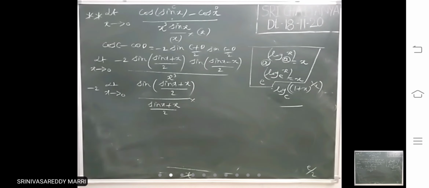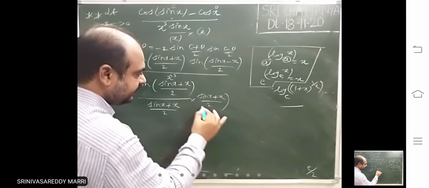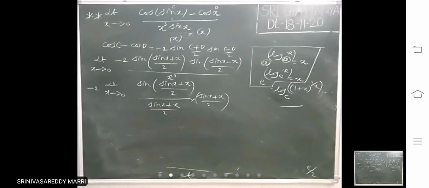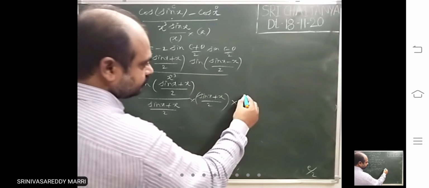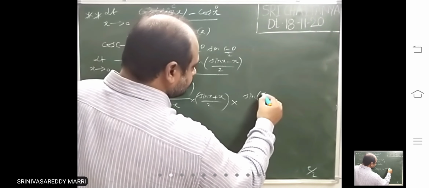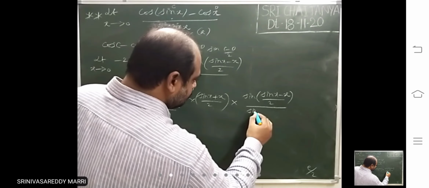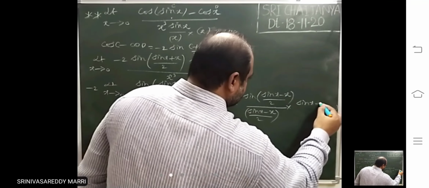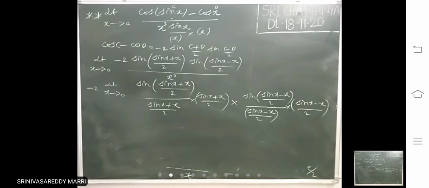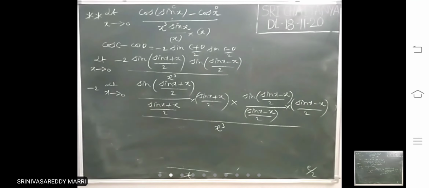Whenever sine theta is there, you multiply and divide by theta, whatever it may be. I am multiplying: this is sin x by x, 1, and the next one is also the same. So I have adjusted sin theta by theta as 1, sin theta by theta as 1, divided by x cube. Now this is 1, this is 1. So what is the remaining? You write.